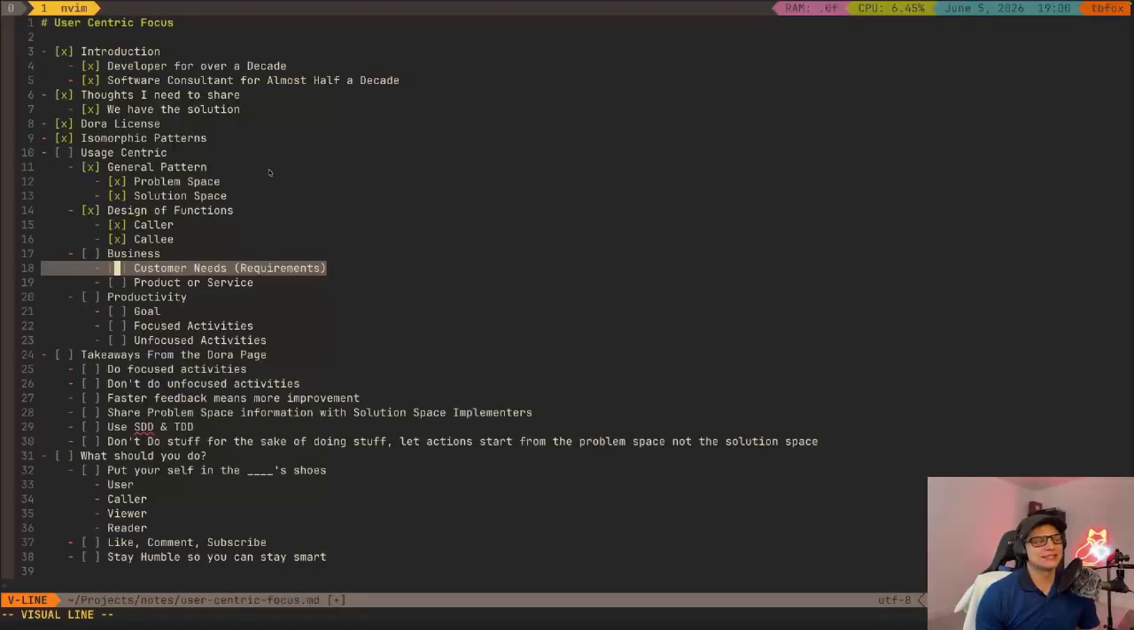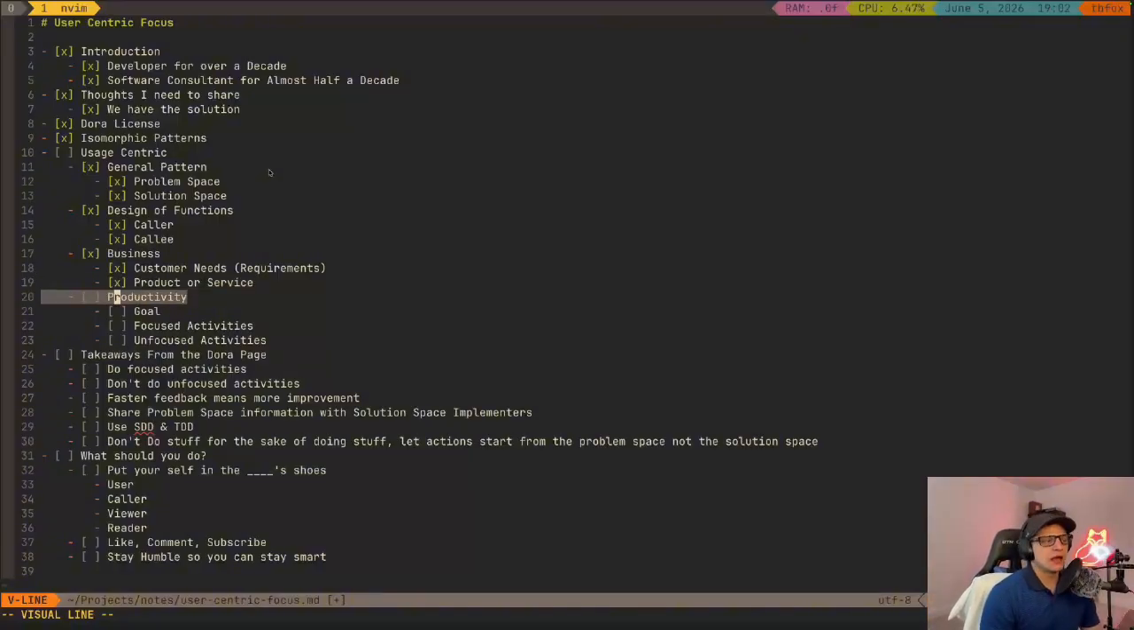The same pattern exists in business. The business itself is the provider of the solution, so it lives in the solution space. The customer is the one that has the problem, right? I, as the customer, have an issue and I need to have that problem solved by the business, and therefore the problem space is the customer and the solution space is the business.